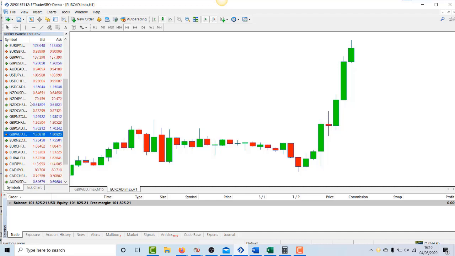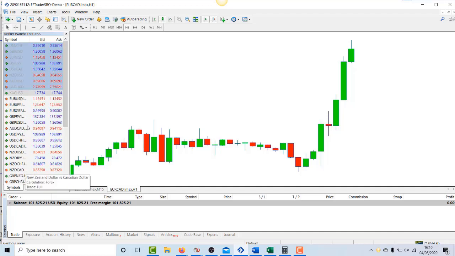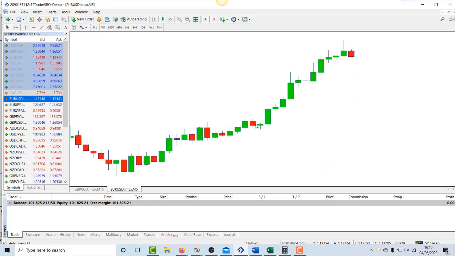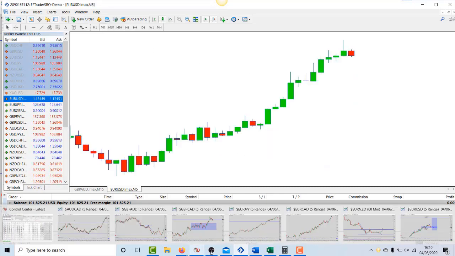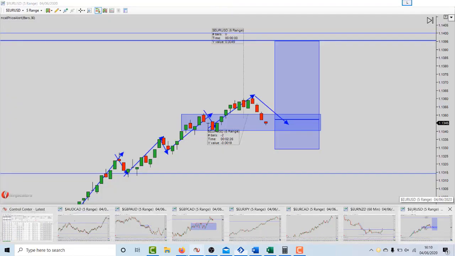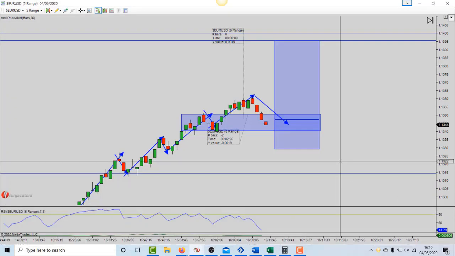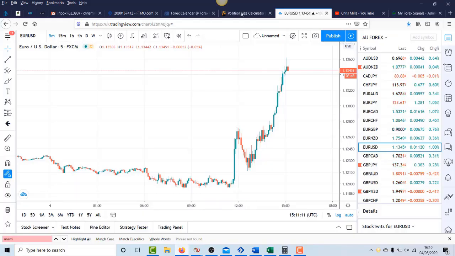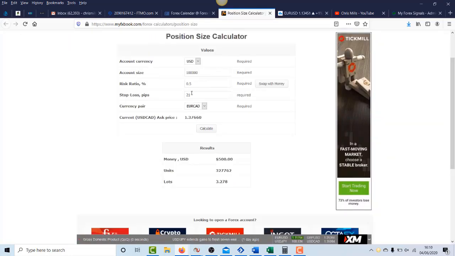Should really put these in order. Euro dollar. Euro dollar is in place. 5-minute retracement. Let's wait and see. If it's 19 pips, then I'm going to want to put a position size on of 0.5%.